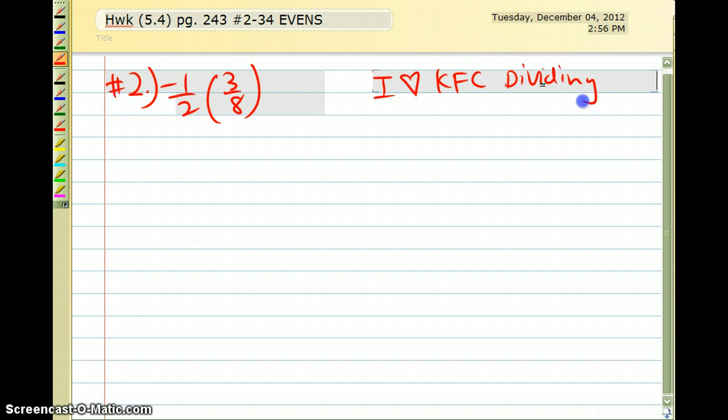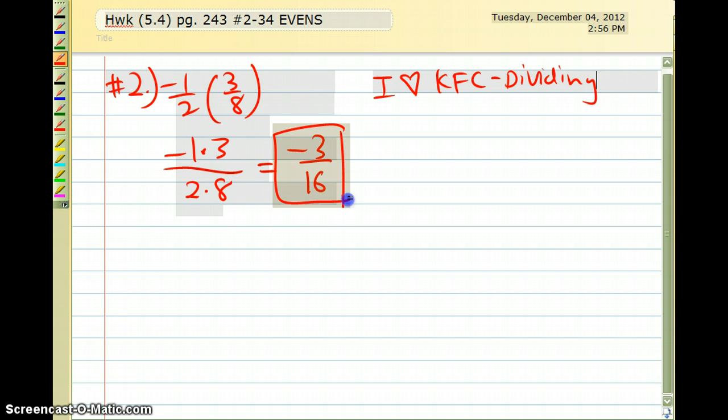Okay, so for number 2, we're not using KFC. We're just going to multiply across the numerators and then the denominators. So negative 1 times 3, and then 2 times 8, giving me negative 3 over 16, and that's all I do for number 2. Okay, for number 4, I'm also multiplying these two fractions.